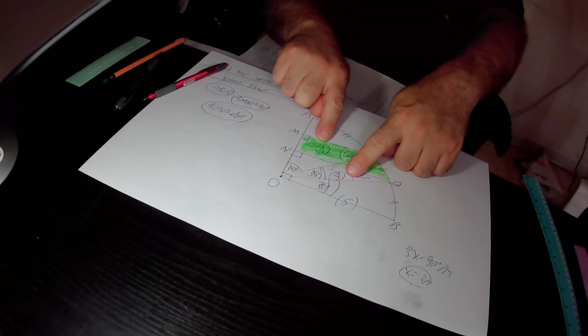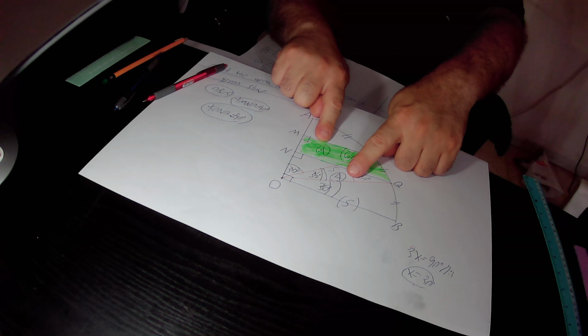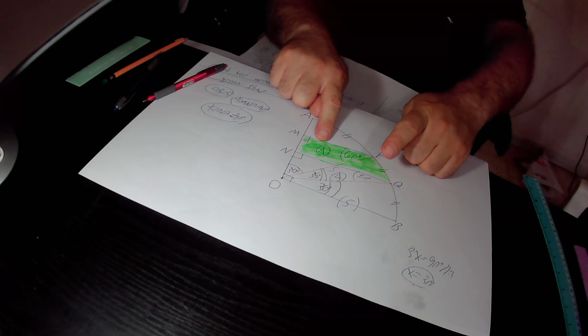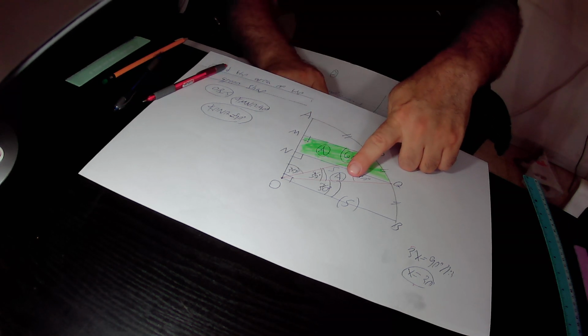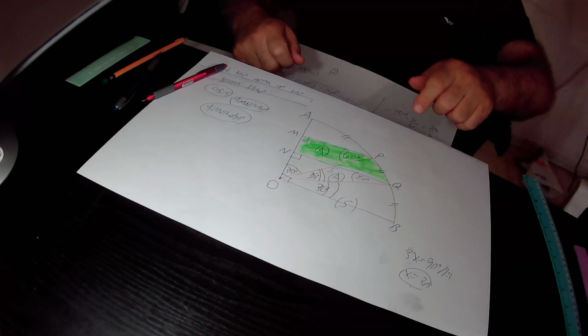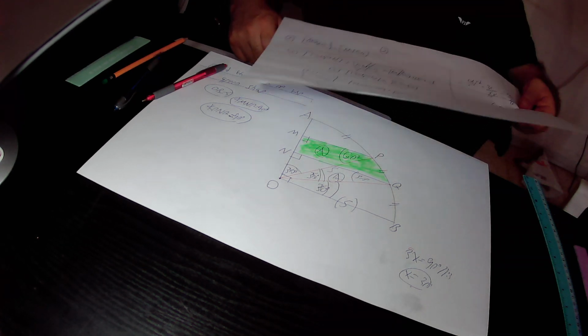Those two areas are equal to each other according to equation 1. So if this area equals A, then this area must also equal A. Okay?